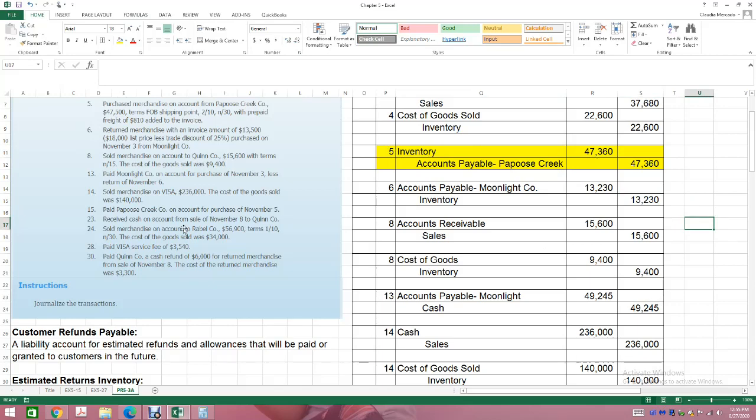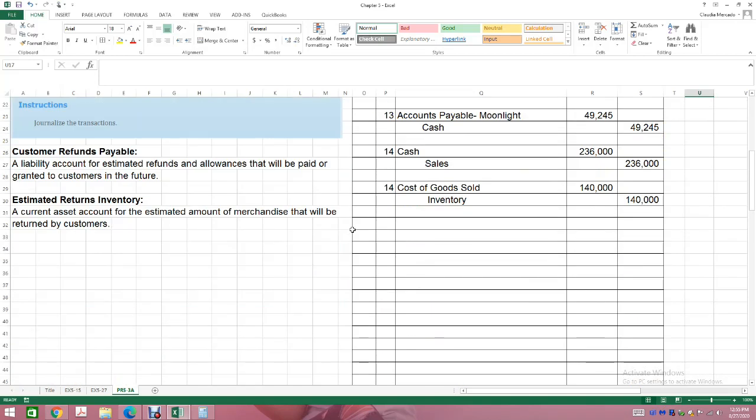On the 5th, this is referencing Papoose. Now we are paying that transaction on the 15th. It says paid Papoose on account for the purchase of November the 5th. So how much do I owe? We owe $47,360. So my accounts payable is going to be cleared because I no longer owe this money.